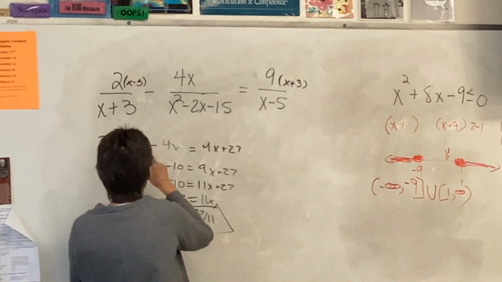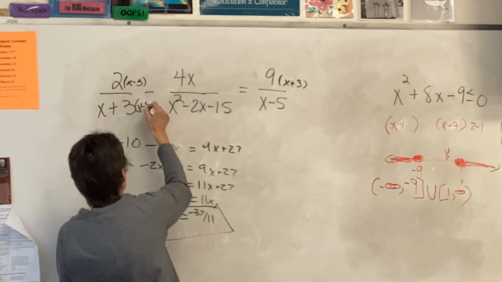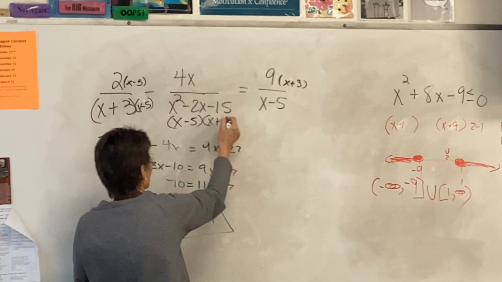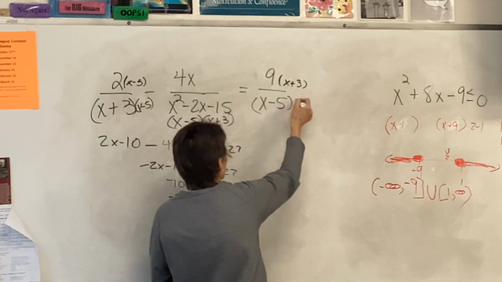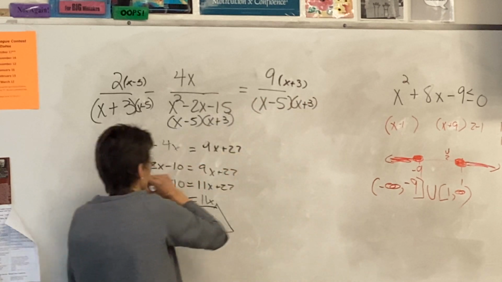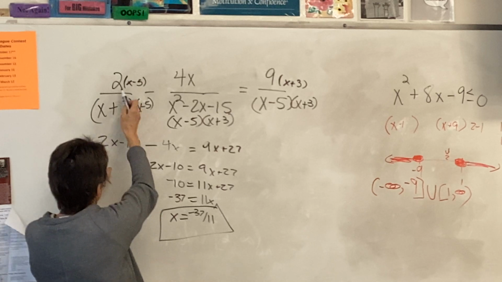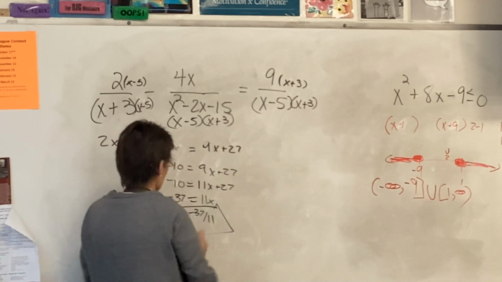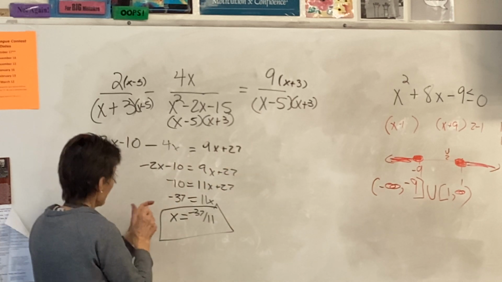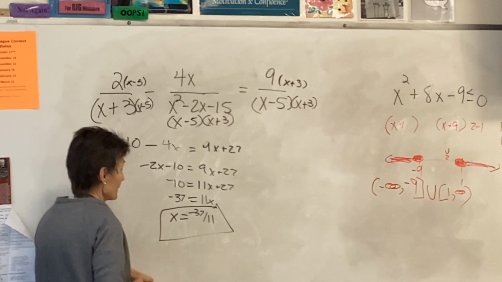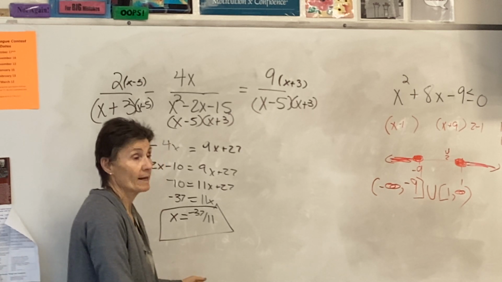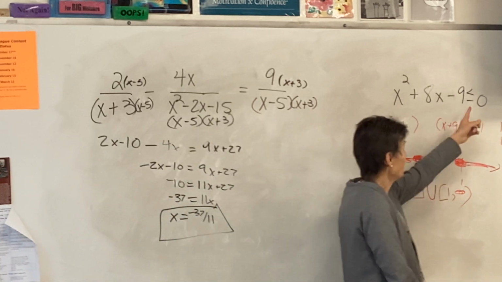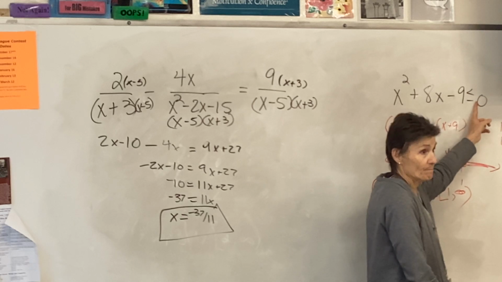And then Tegan over here, she kind of shortcut it a little bit. I want everybody to start by factoring, and then making your denominators match, and then you can drop them out. So she said 2x minus 10 minus 4x equals 9x plus 27, and then she went ahead and solved and got that. No number line for question number 1. We only use number lines when the problems have these in them, right?